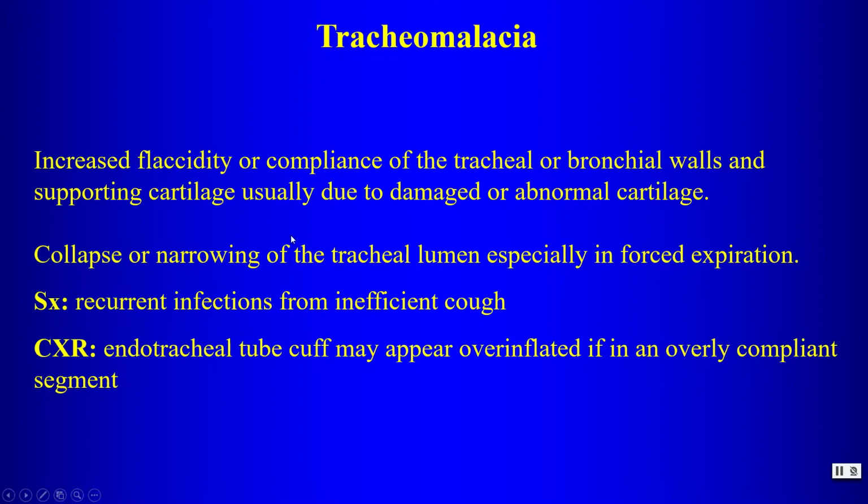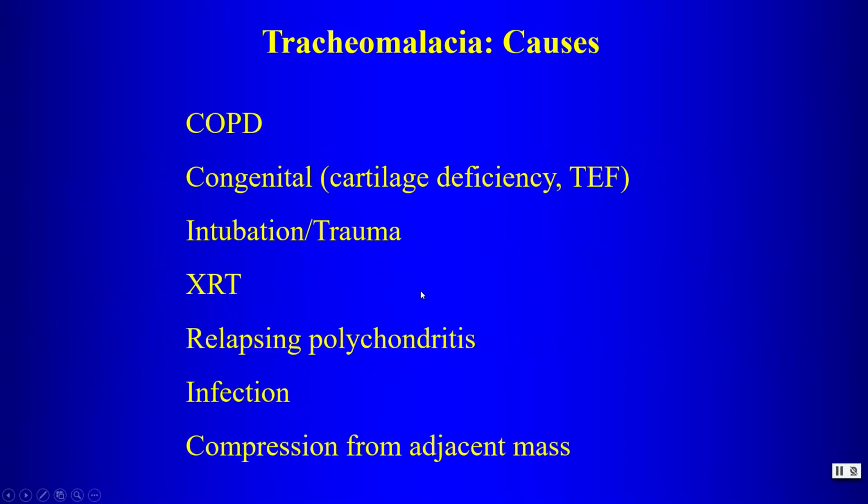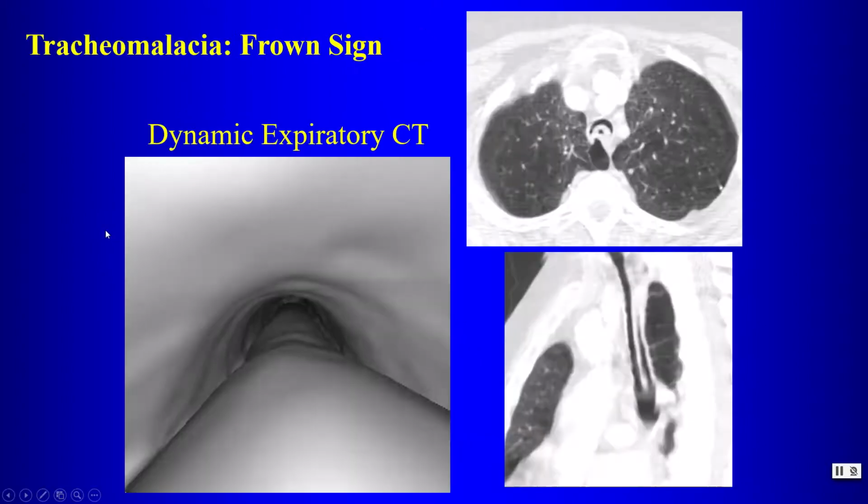So this decreased compliance of the tracheal wall or the airways is because of damage to the cartilage, and that causes narrowing of the trachea in forced expiration. So it's very important to do forced expiratory imaging if you are looking for this when you're doing your CT scan. There are many causes of tracheomalacia. It is commonly associated with COPD, probably because of chronic inflammation of the cartilage resulting in destruction. But there are many other diseases that can cause destruction of cartilage and can cause tracheomalacia.